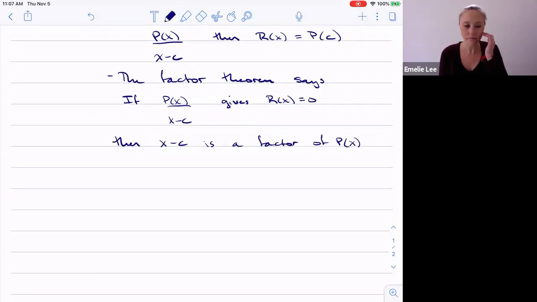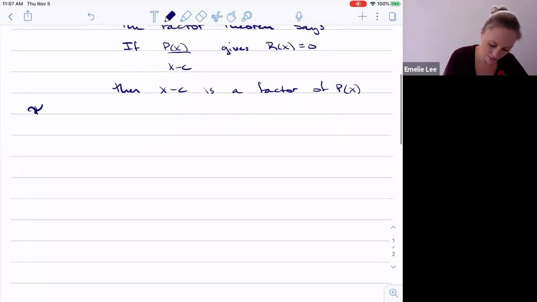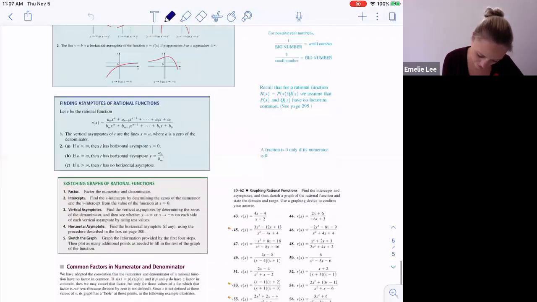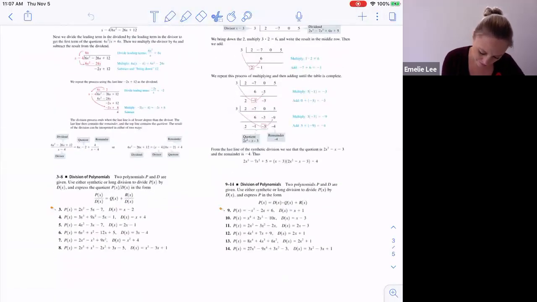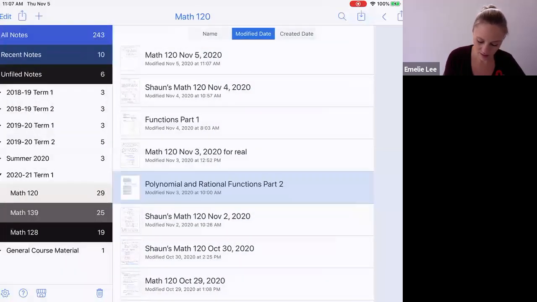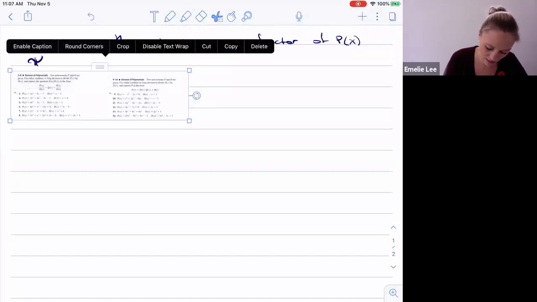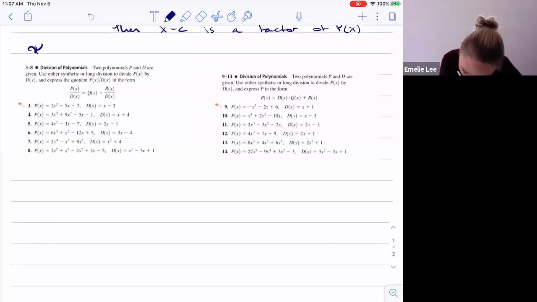Okay, so let's do 2 more examples here. I told you to do as many of these as you could, and unless you have ones that you want to go through instead, the ones that I've picked to go through are 11 and 14.